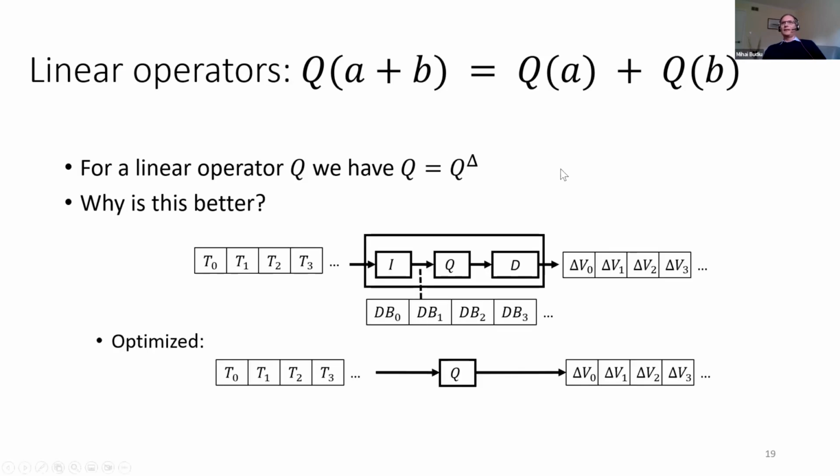Why is this better, all right? So the top picture is the definition I showed on the previous slide, where you integrate, then you apply the operator, and then you differentiate. And if your operator is linear, it says that you can skip the integration and differentiation. You can just apply the operator directly to the transaction itself. And this is much faster, right? Because it's a speedup which is the ratio between the size of the database and the size of the change. You don't need to build the database to compute the output.